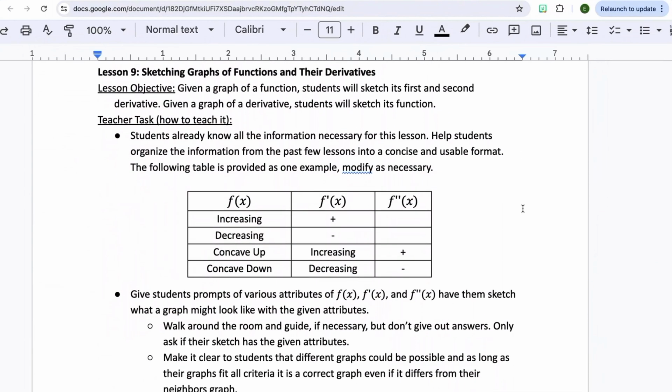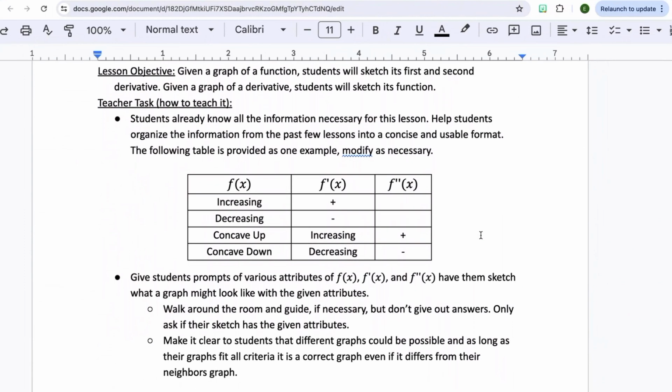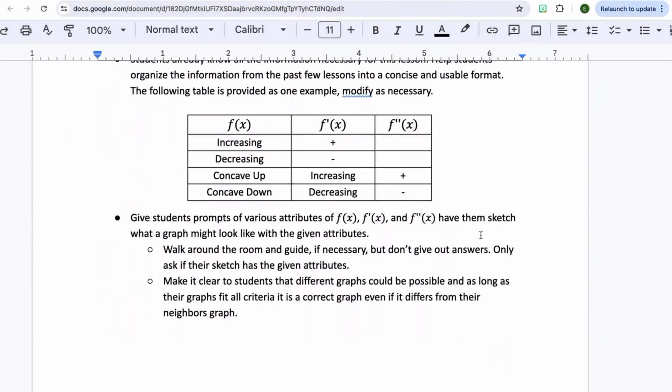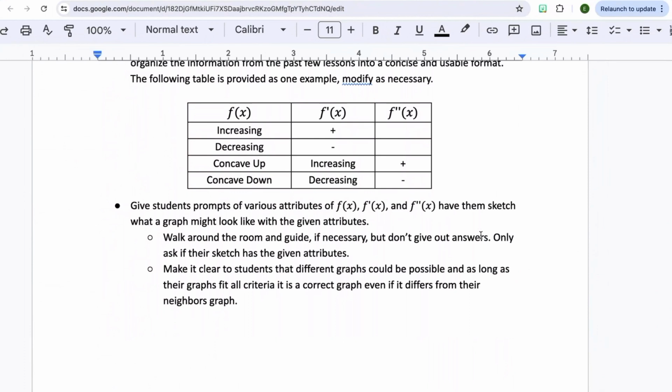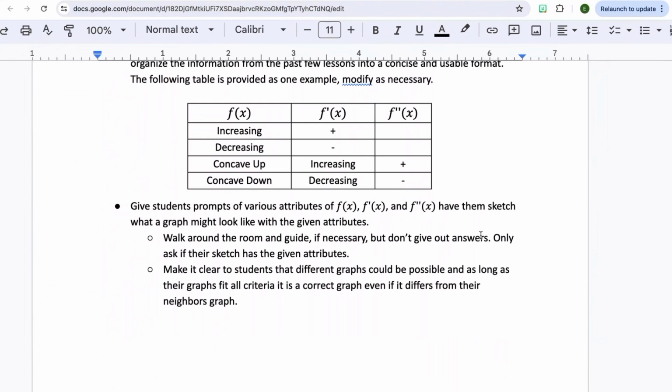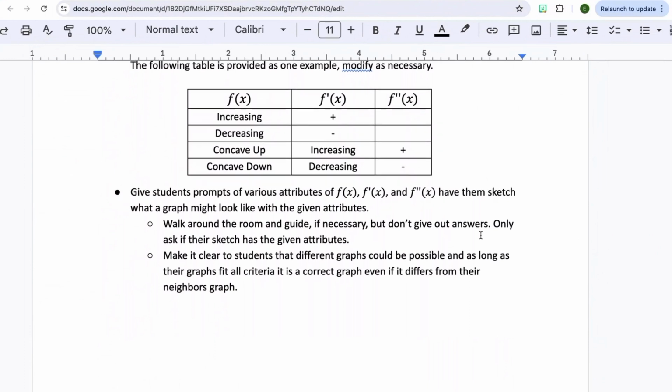Lesson 9, we sketch functions and their derivatives. They know all of the information before. I use this table that you see in the middle of the screen to kind of just summarize everything and put it in a nice, neat little package. And I just give them prompts and attributes of f, f prime, and f double prime, and have them sketch what f might actually look like. We get a lot of different answers, and students will obviously look at each other's and be like, well, is his right? Is mine right? Who's right? Who's wrong? And I don't tell them that.